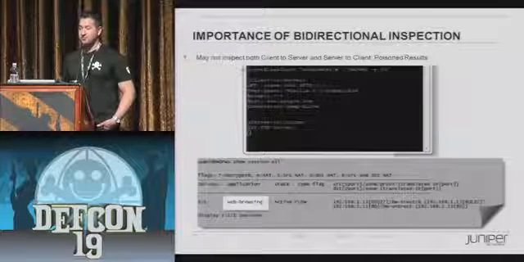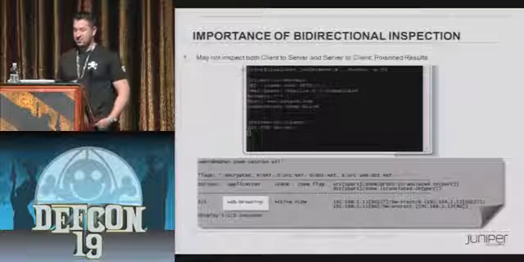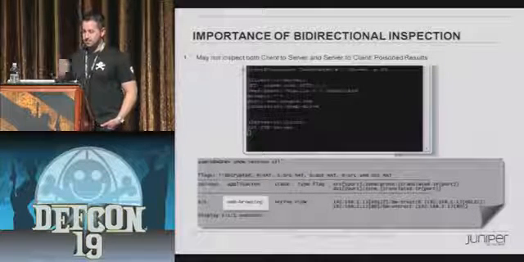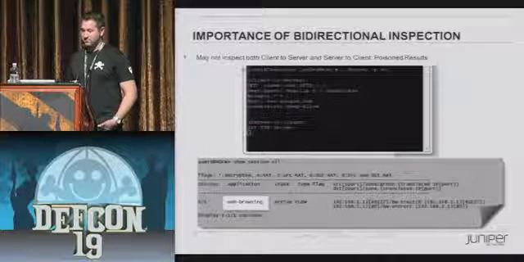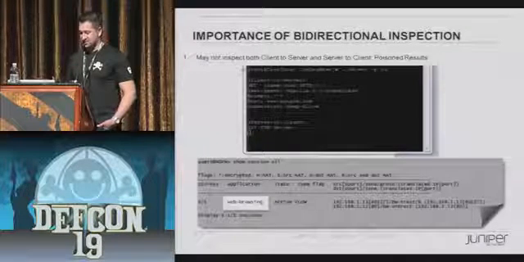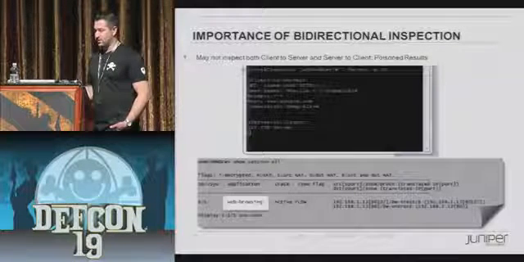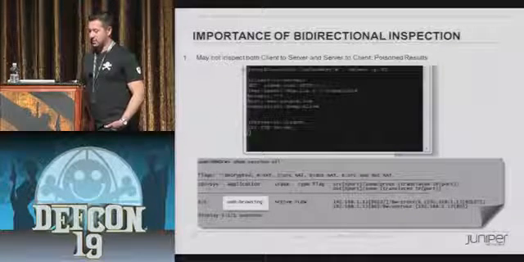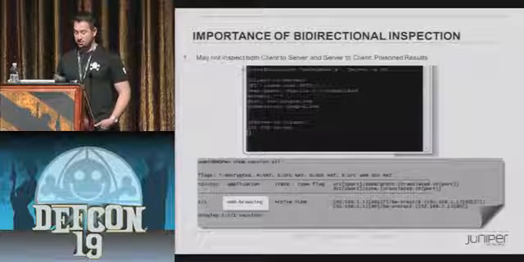FTP and SMTP actually look really, really similar, as it turns out. And if you're not looking at both directions, it can be very hard to tell the difference, especially depending on the implementation of the different SMTP and FTP servers. So checking for bidirectional inspection is going to be really important.